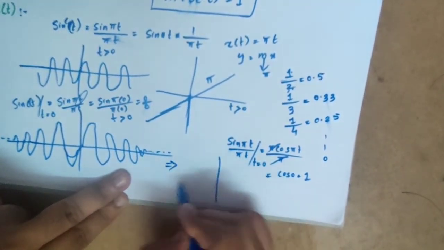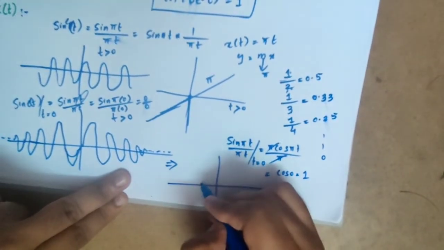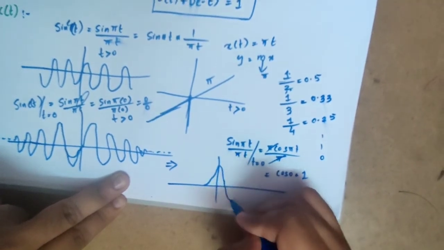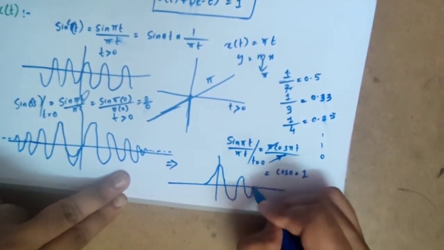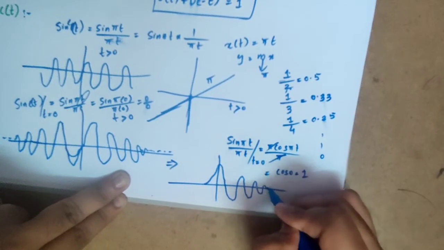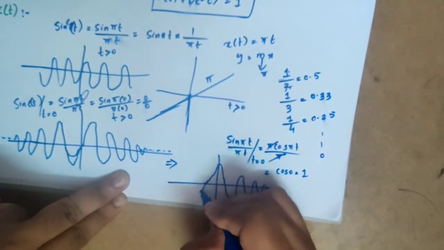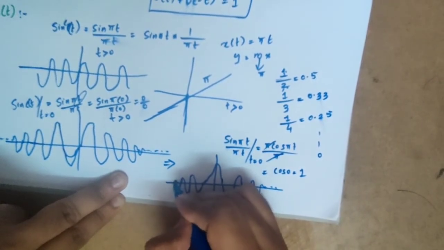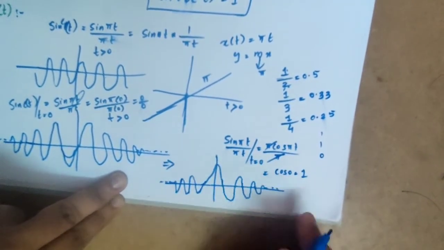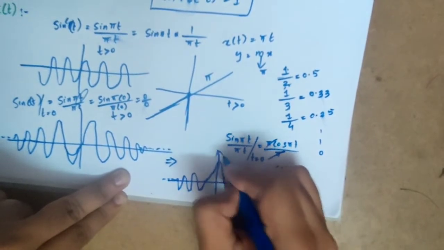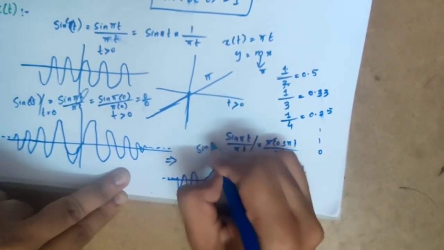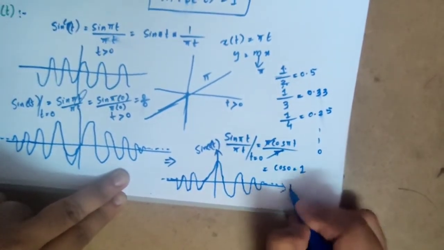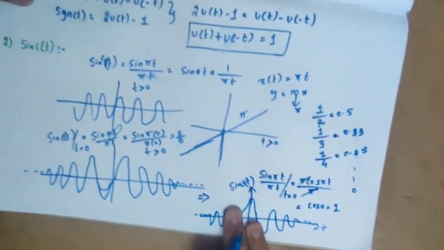So the overall graph of sinc t will be like this. At t equals 0, it is 1. Then it will become like this. Same is the case in the negative axis, decreasing. At some instant of time it will become 0. So this is the perfect graph of sinc t. It is not sin t, it is sinc t with respect to the time axis. This is about the sinc function.